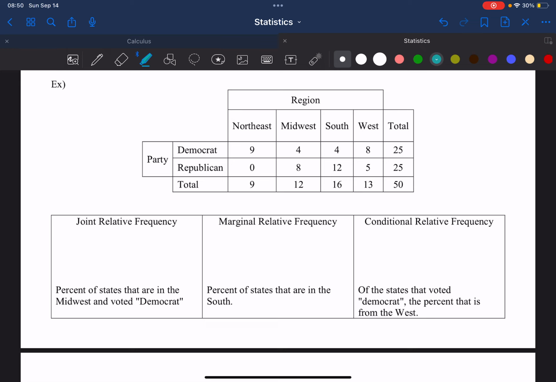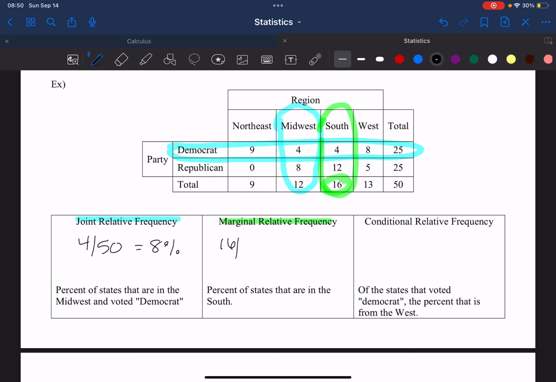So the first one for joint relative frequency, it wants us to find the percent of states that are in the Midwest that voted Democrat. So Midwest, right, that voted Democrat, it overlaps at 4. So this is 4 divided by the total data, which is 50. So that's 8%. Then we would look at marginal relative frequency. And this is saying the percent of states that are in the South. So we look at South. The number in the South are 16. 16 divided by the total 50 gives us 32%.